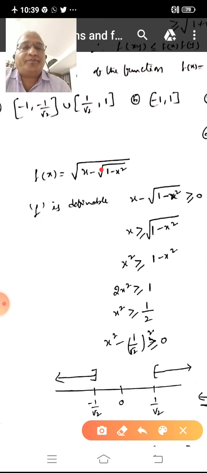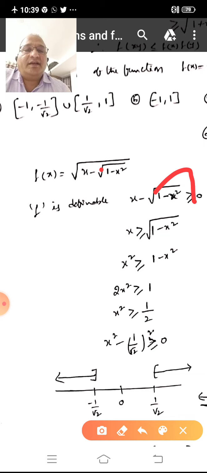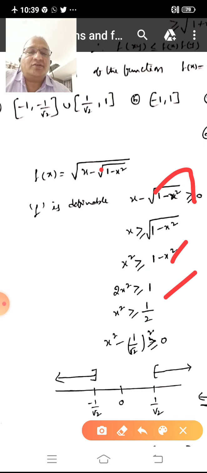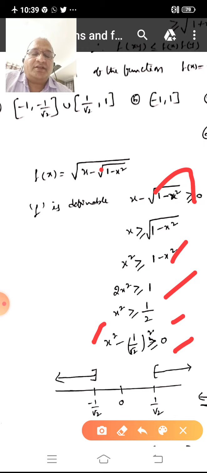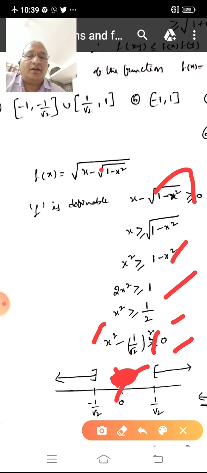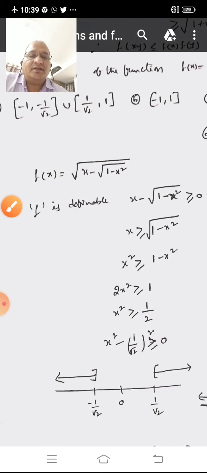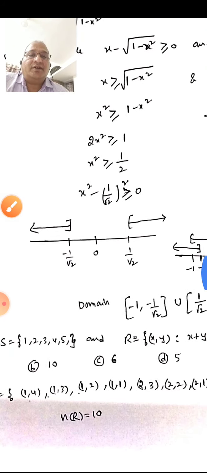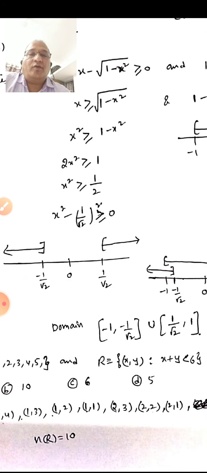I bring this one to the right side, square on both sides, and 2x square is greater than or equal to 1, so x square is greater than or equal to 1 by 2. I bring 1 by 2 to the left side, and it becomes x square minus 1 by root 2 whole square. Now here the expression is positive and the x square coefficient is positive, so the value of x does not lie within the interval. So the domain of this one is minus infinity to minus 1 by root 2, union 1 by root 2 to infinity.